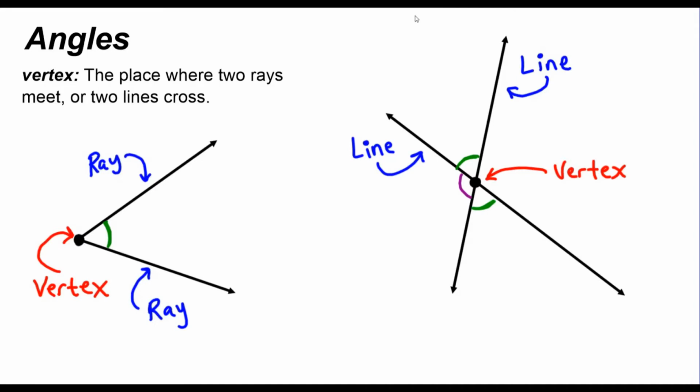On the left, you'll see that we have two rays, and a ray has an endpoint, and then it's just a line that continues on in one direction. And these two rays meet at the vertex, and they form this angle. And on the right, we have two lines that extend infinitely in both directions that cross at the vertex, and we actually form four angles when two lines cross.